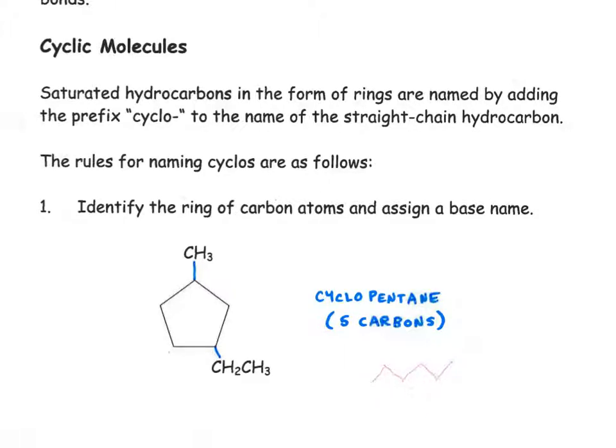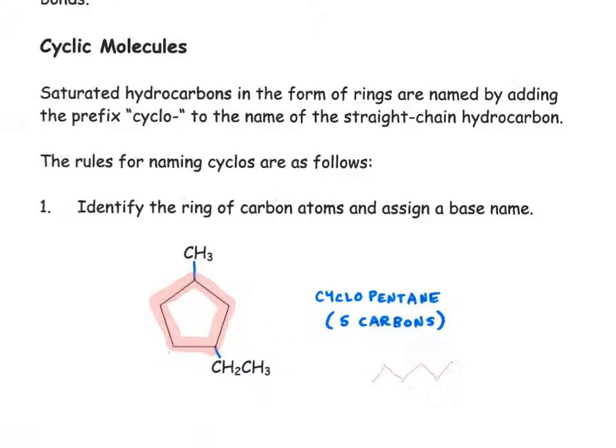We're going to look at the rules for drawing and naming cyclic molecules, also known as cyclos. In our first example here, we have a structure that includes 5 carbons in a ring structure, and we are identifying that as our carbon backbone or base chain. So right here, we have our structure, 5 carbons, and we name it as cyclopentane.